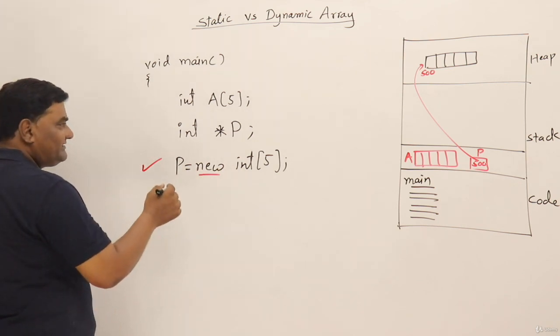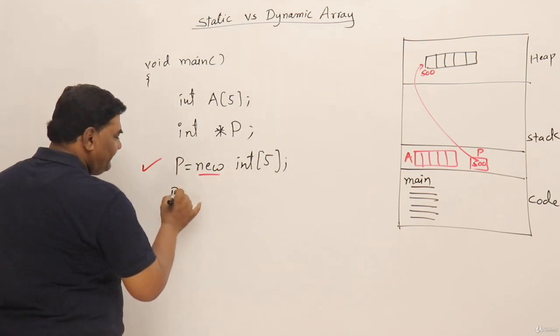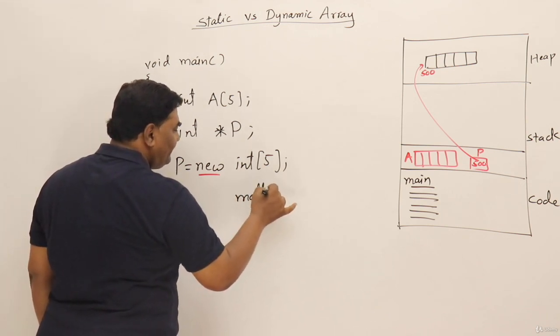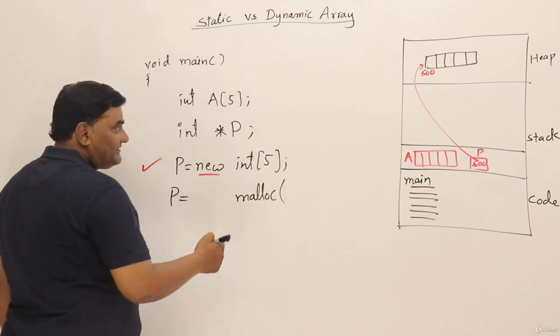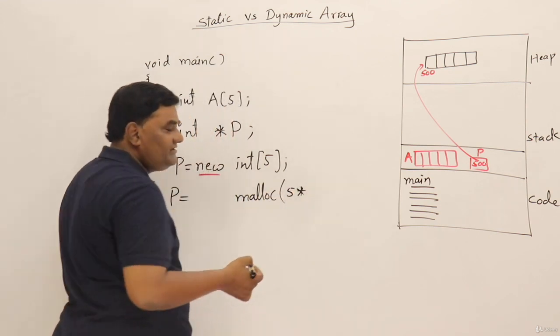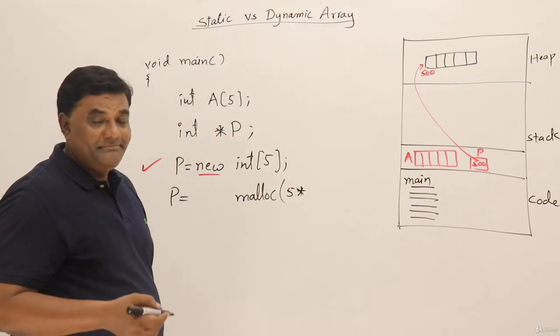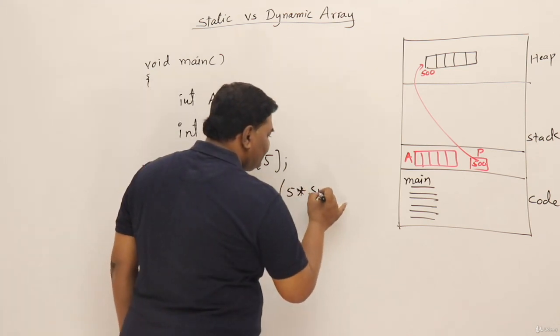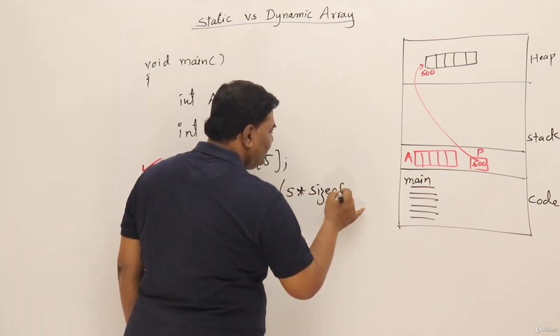Then how to create the same thing inside C? For that, I have to use the malloc function, and I should mention the size. So I want 5 integers, so 5 into the size of an integer. It may be 2 bytes or 4 bytes, depending on the system or the compiler. So I should mention here sizeof int.